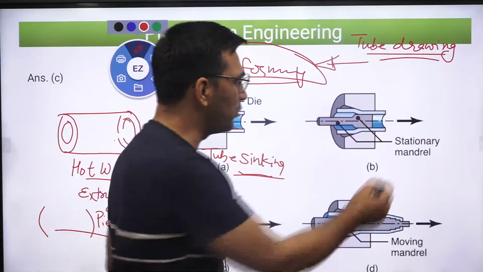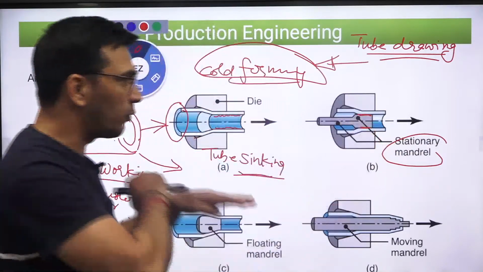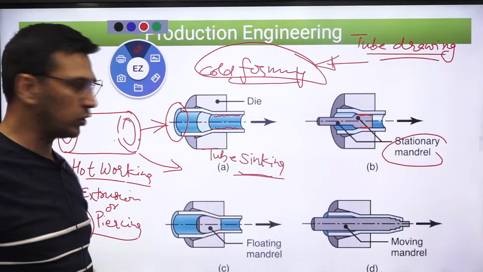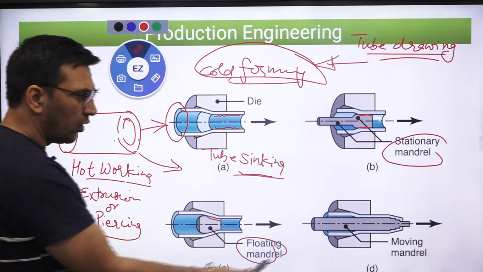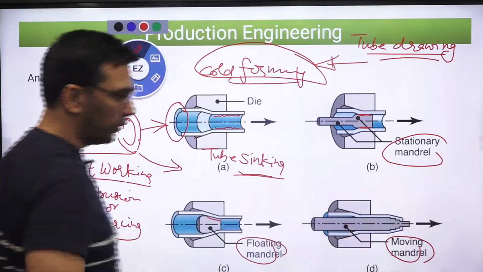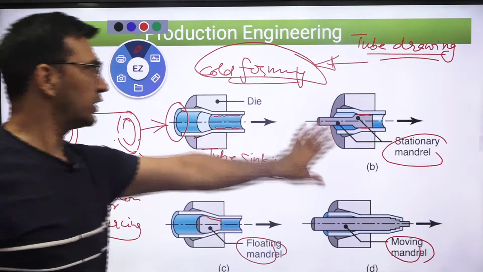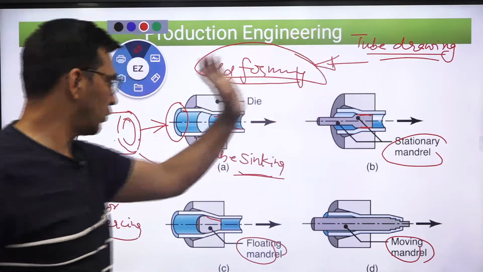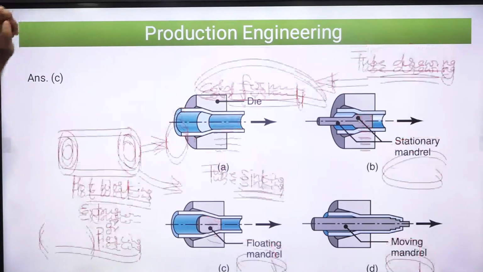For example, in this case, I'm using a stationary mandrel, which is supporting it from inside. So I'm going to have a smooth surface from inside also. And over here, I have another method called floating mandrel, or I could have a moving mandrel also, which is moving along with the tube, which is coming out after getting deformed. So these are the different ways through which I can go for tube drawing, which is a cold working process. So I hope you understood this process.